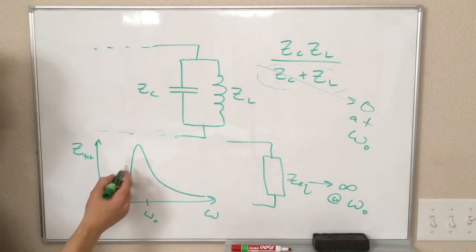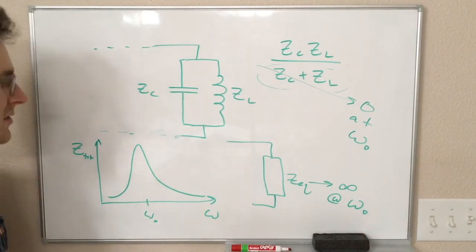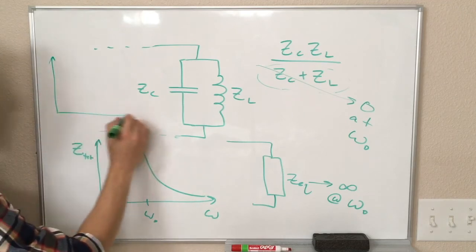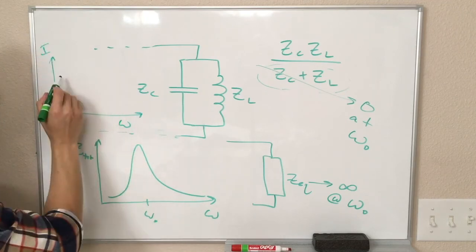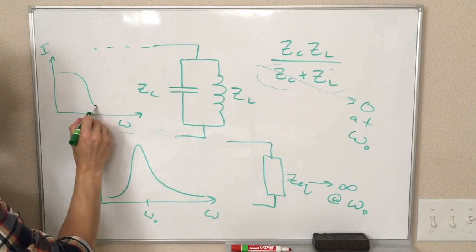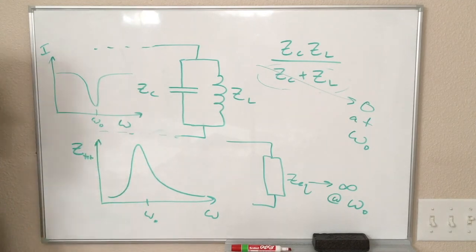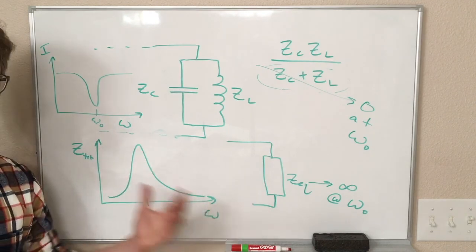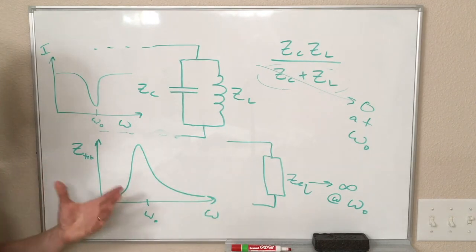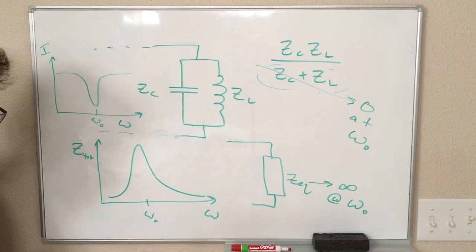And so for this graph, we could figure out bandwidth and stuff. Also, the current graph, as you could have guessed, is going to be opposite. There's a dip in the current at this particular frequency. So both series resonance and parallel resonance can be very useful for different applications, and we're going to talk about some of these applications soon.